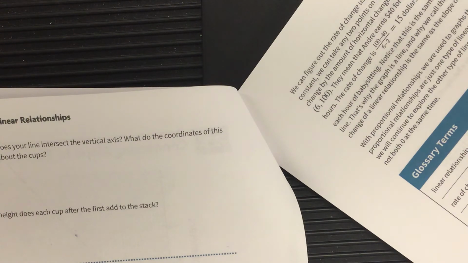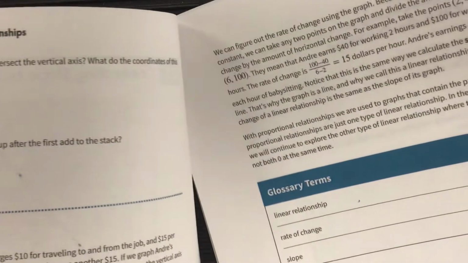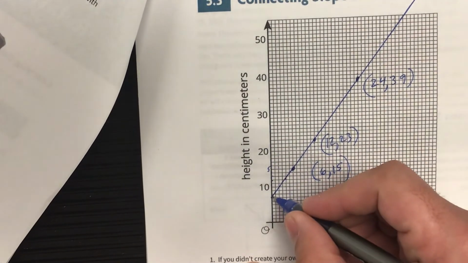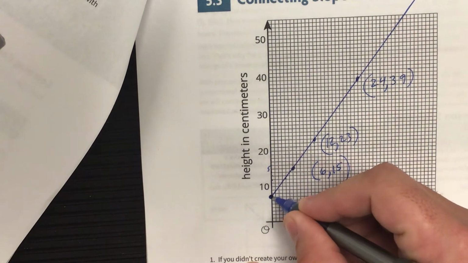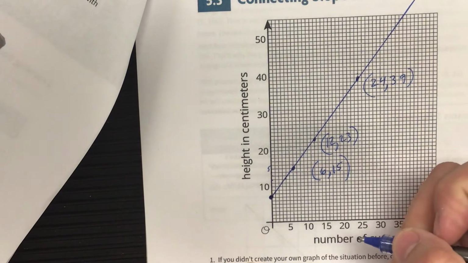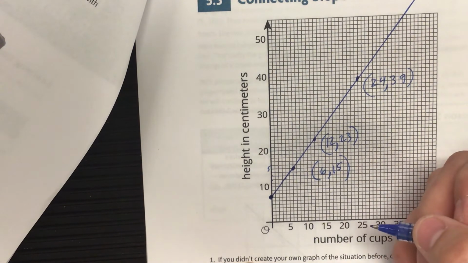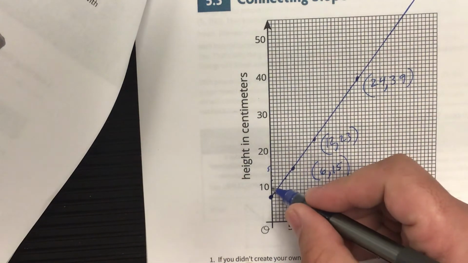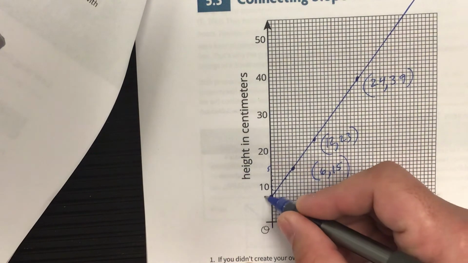Kellen, at what point does your line intersect the vertical axis, and what do the coordinates tell you in regards to our cups? So we'd have to know the vertical is going up and down here. 8. And I thought that was because the first cup is 8 centimeters, and the rest go up. Okay. I got 7. I got 9. Okay, 10, 9, 8. I would say mine is at 7.